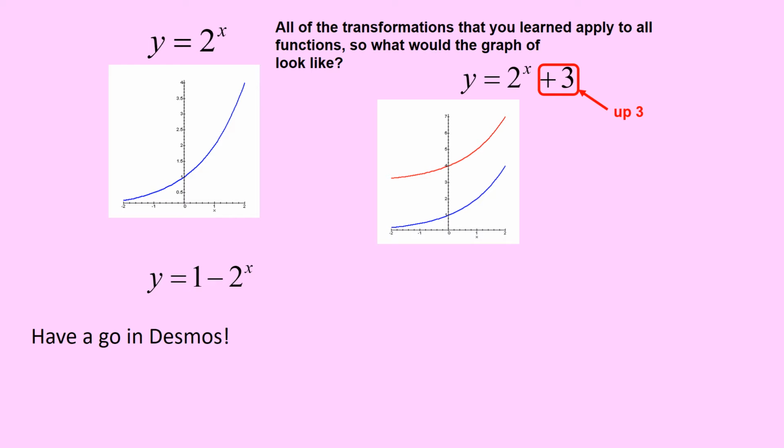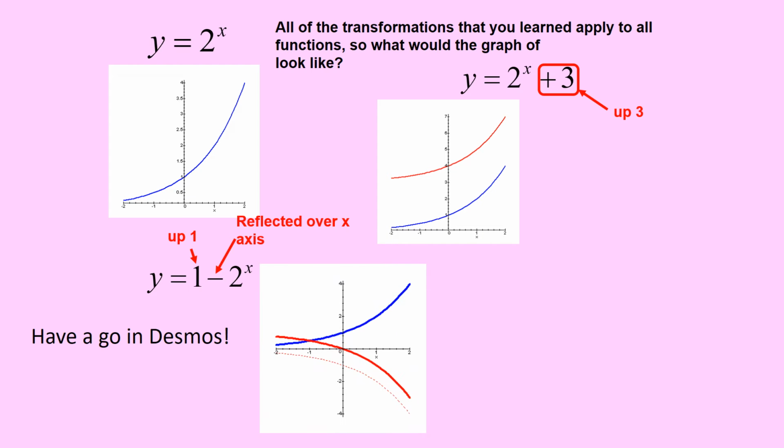What about y equals 1 minus 2 to the x? Have a think about this. Have a go in Desmos and then check your answer. Well, that minus means that it's reflected over the x-axis, and the 1 means that it's shifted up by 1. So we would end up with a graph that looks something like this in red.